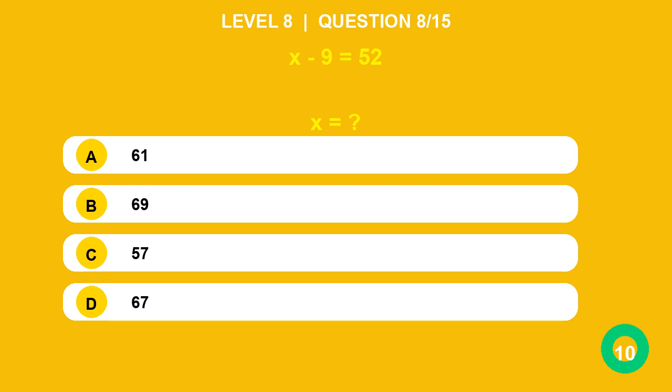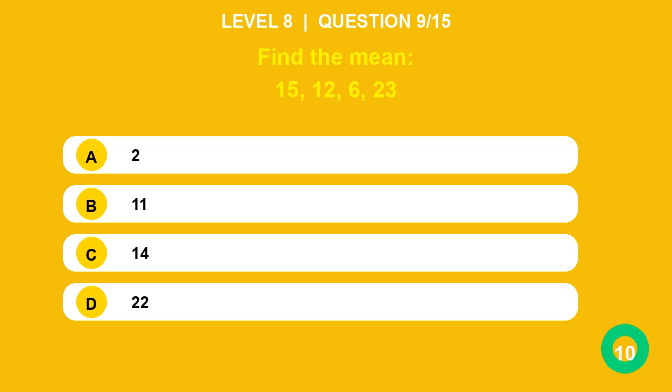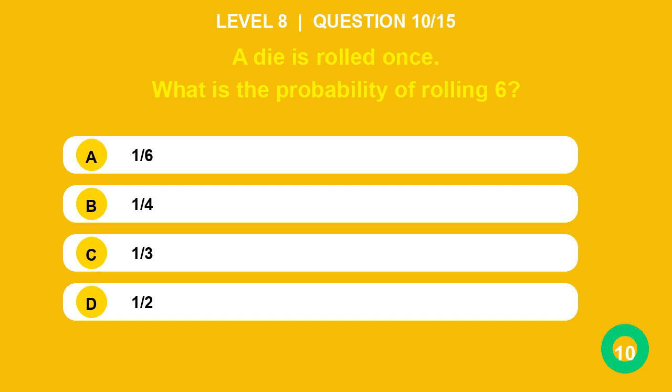X minus 9 equals 52. X equals? Answer is 61. Find the mean. 15, 12, 6, 23? Answer is 14. A die is rolled once.